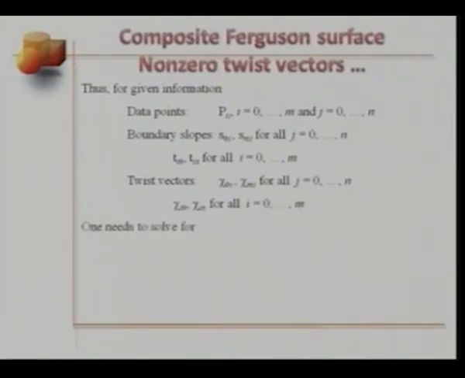One needs to solve for Sij with equation A from the previous slide, Tij with equation C from that slide, and chi ij using equations B and D for i equals 1 up till m minus 1 and j equals 1 up till n minus 1.